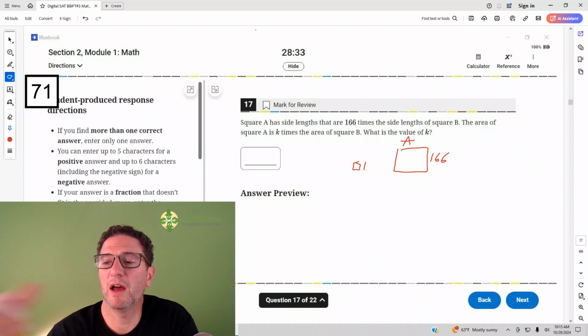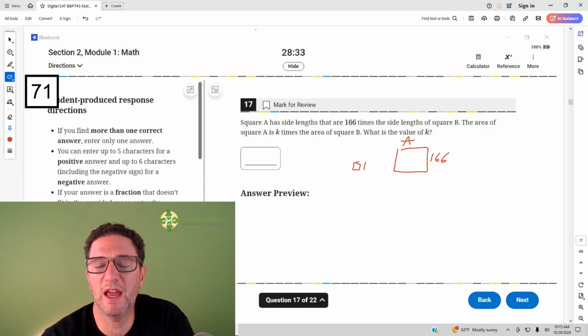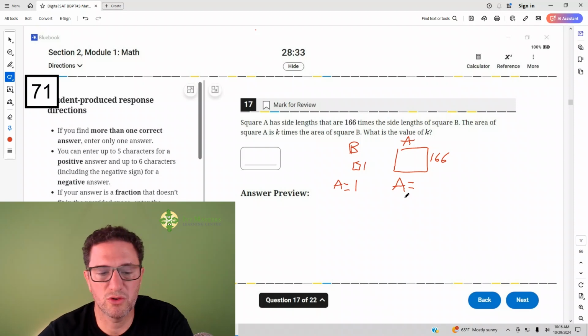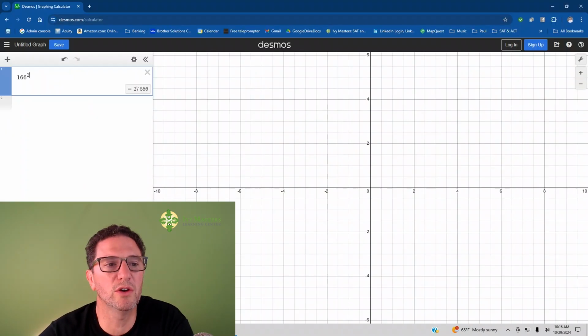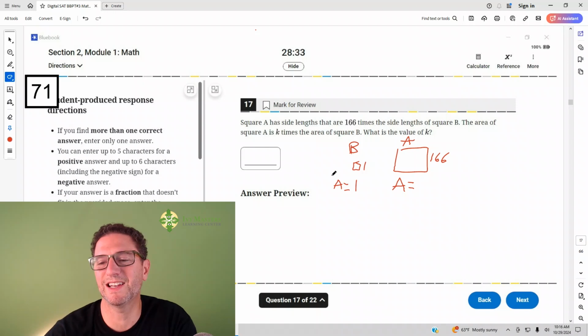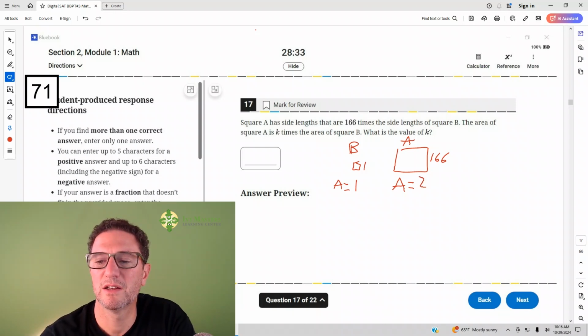And then we've got the area of square A is k times the area of square B. So what you could do is find the area of square A, which is easy. It's 1 times 1. So this area equals 1. And this is square B, and this area equals, just throw it into Desmos. What is 166 squared? It is 27,556.